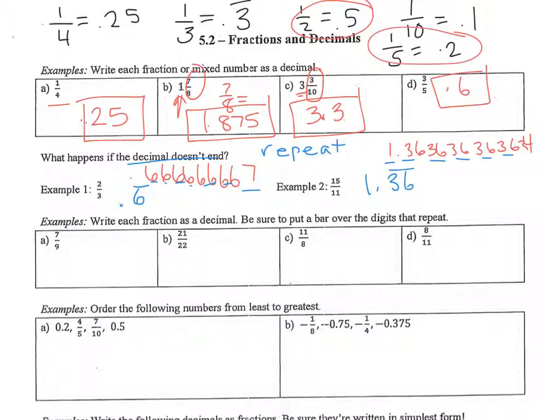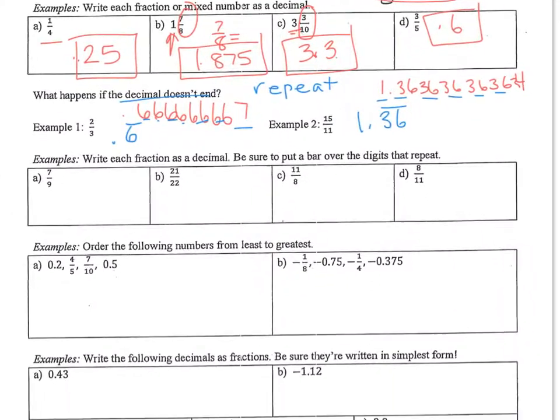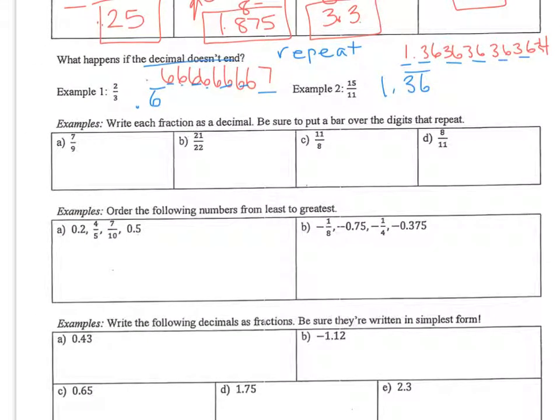Okay, the next part, write each fraction as a decimal. Be sure to put a bar over the digits that repeat. So if I do 7 divided by 9 on my calculator, I get 0.777777778. So I'm going to write 0.7 repeating, because the 7s repeat.